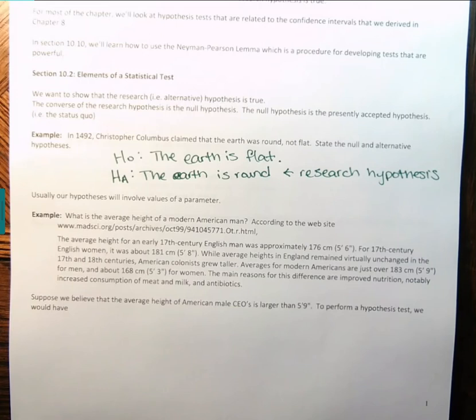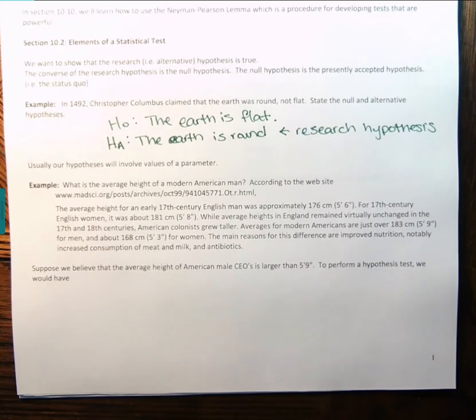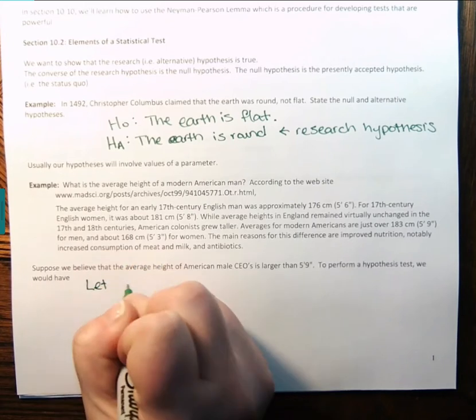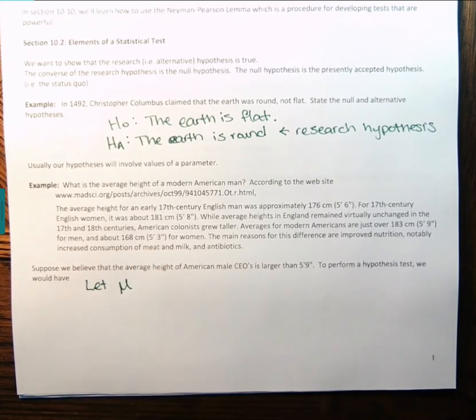So suppose we believe that the average height of American male CEOs is larger than 5 foot 9 inches. To perform a hypothesis test, we could have the following. So we could use our notation that we have, for example, mu, and we could let mu denote the average height of American male CEOs.